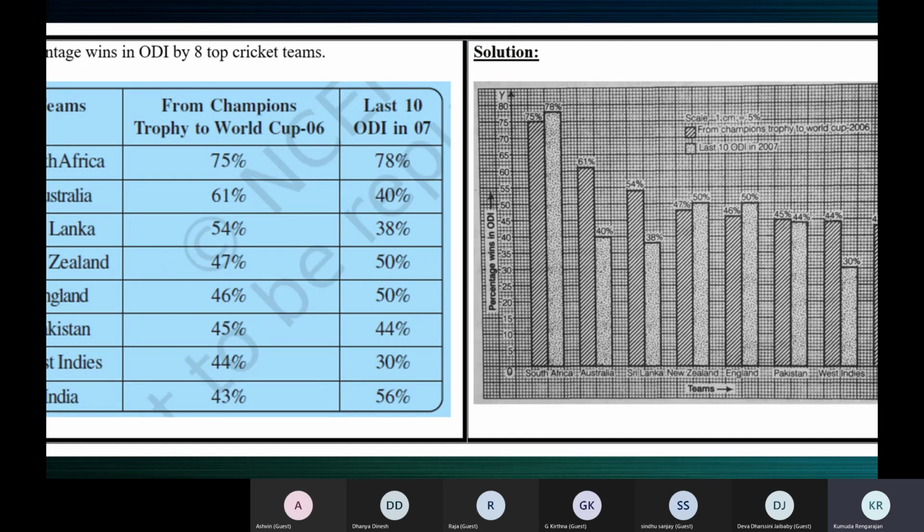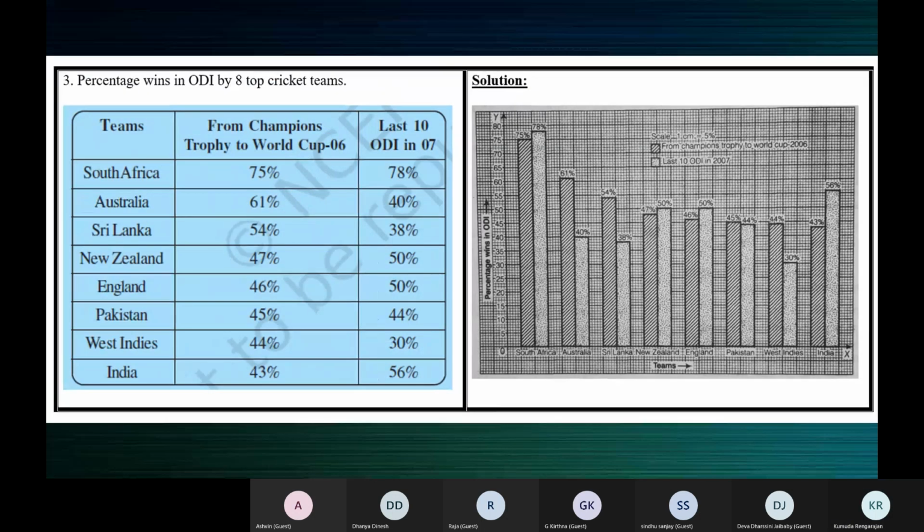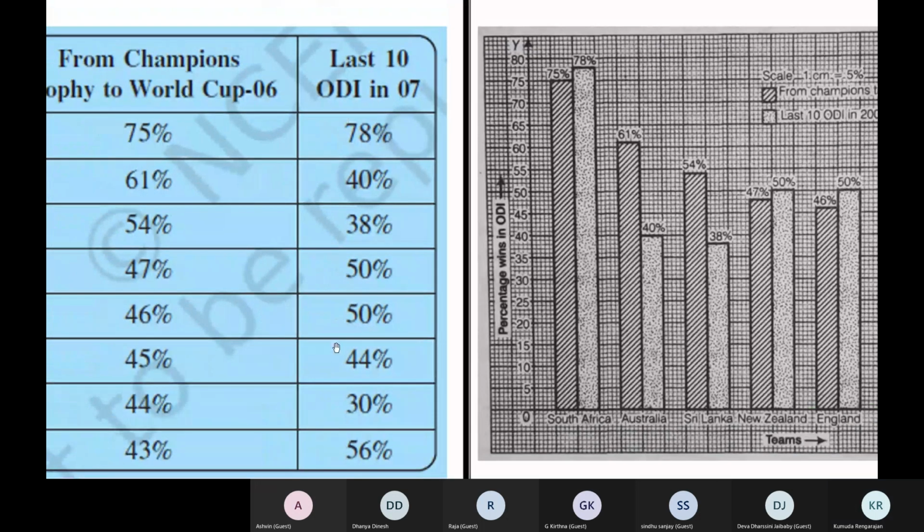Let's discuss what is done here. So the scale here is every 1 centimeter. You know that we work with a centimeter graph. The graph which we use is a centimeter graph. Each square, these squares are of side 1 centimeter. It's a centimeter graph. So 1 centimeter is equal to 5%.